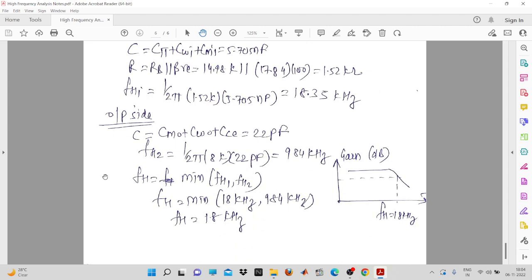Now, similarly, if you do the same thing at the output side, you will get 984 kilohertz. Now, you will have to take the minimum of it. You have got two values. The first one is at the input, and the second one is FHO, or you can write FH2, no problem, that is 984 kilohertz. You will take the minimum of these, and that one will be 18.35 kilohertz. It means that beyond this, if you operate your transistor, your gain is going to decrease, and up to this the gain will be constant. So this is the check on your high frequency operation of the BJT.